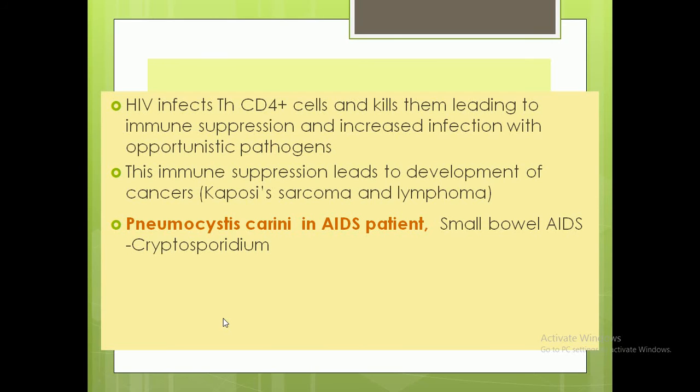HIV infects T helper CD4 cells and kills them, leading to immune suppression and increased infection with opportunistic pathogens. Immune suppression leads to development of cancers like Kaposi sarcoma and lymphoma. There is also increased infection with Pneumocystis carinii in AIDS patients, and diarrhea, and in the small bowel there is infection with Cryptosporidium.